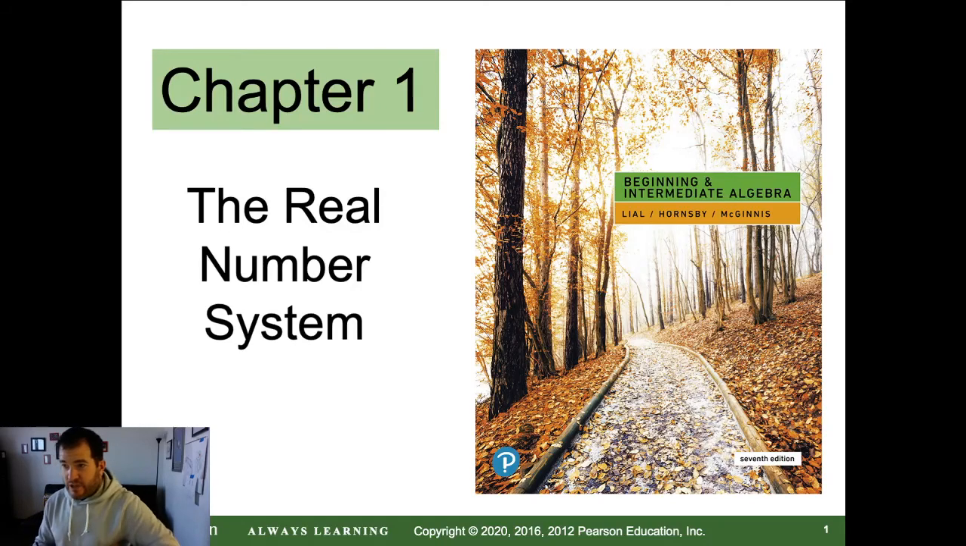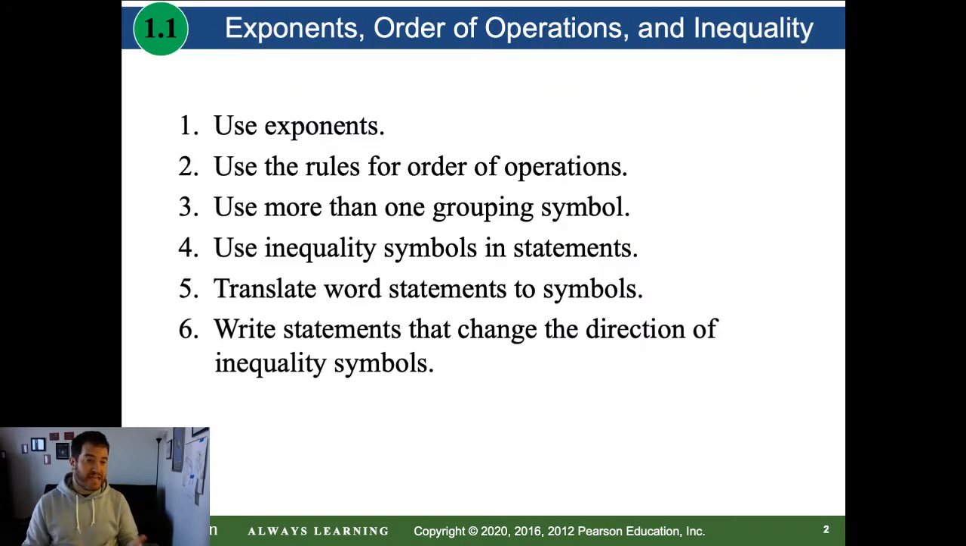So today we're going to talk about chapter 1.1. This is the very first chapter of the book. Some things that we're going to be covering today are using exponents, rules for order of operations, which I'll go over here in a second, this idea of using more than one grouping symbol, inequality symbols, translating word statements to symbols, and writing statements that change the direction of inequality symbols.